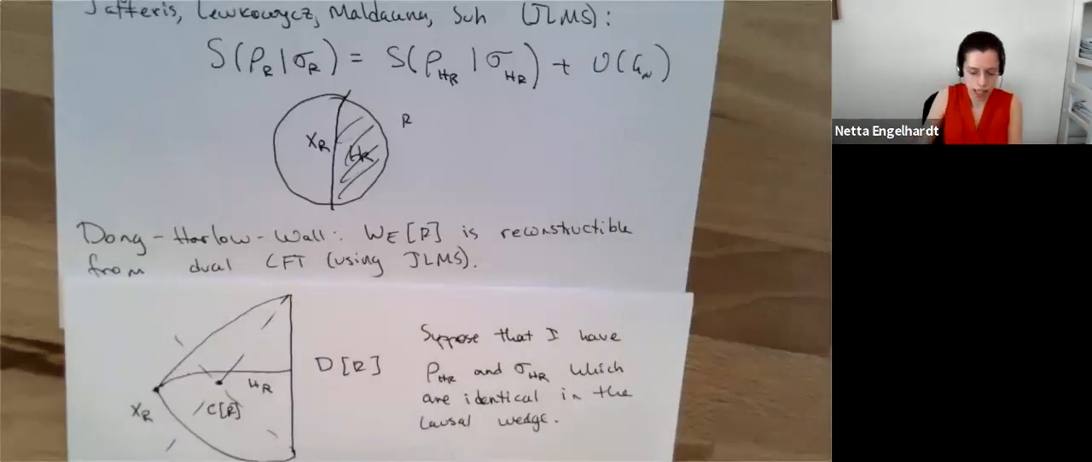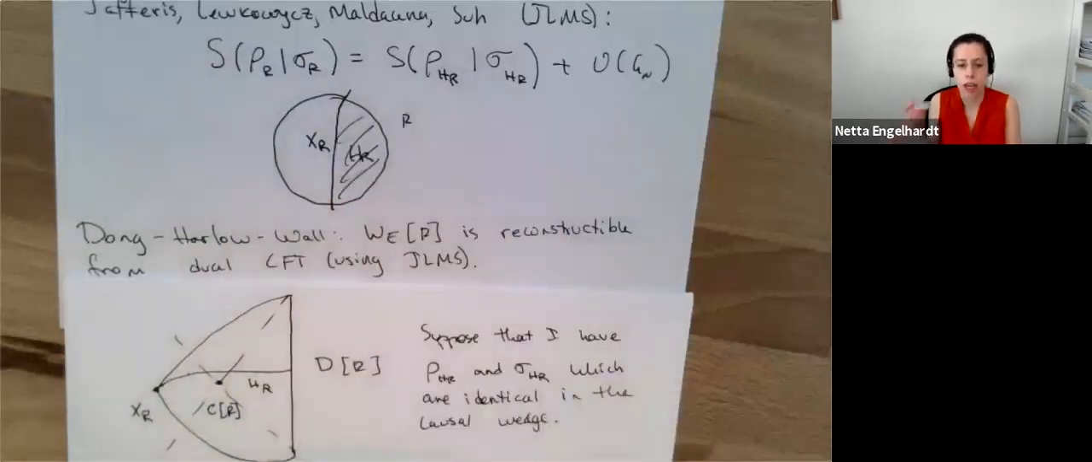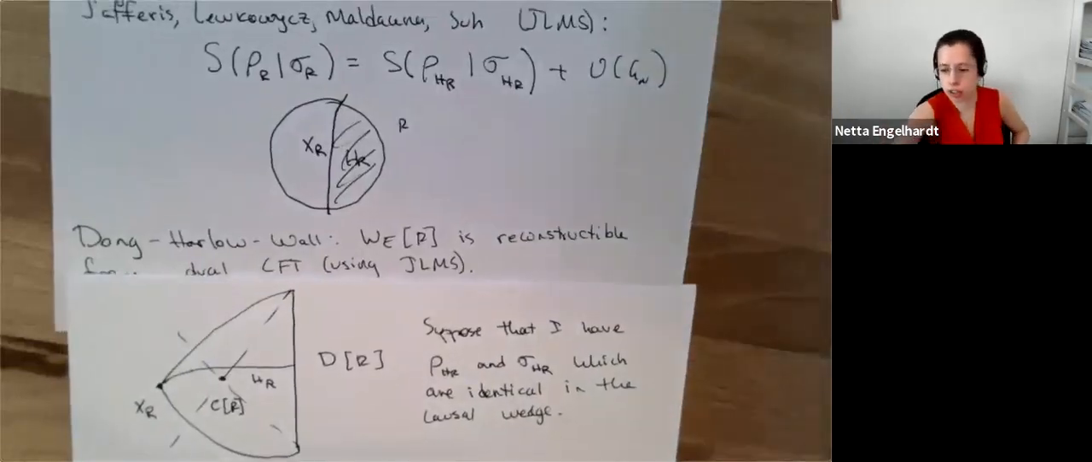This tells us that if this formula is true, if JLMS is true, then we have to be able to reconstruct everything on HR. Because otherwise two bulk states could look indistinguishable in the CFT and actually not be the same. So that is the sort of 30,000 foot intuition behind the proof of Dong-Harlow-Wall. Other questions about the intuition?